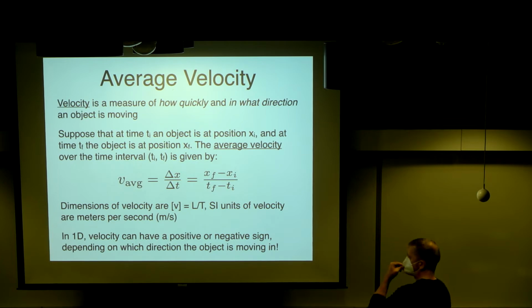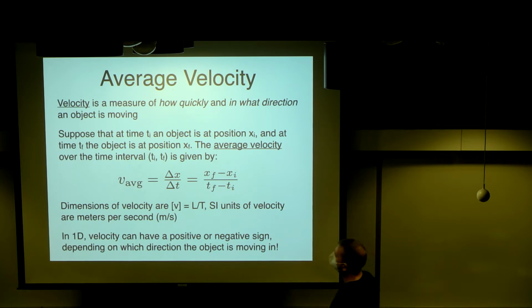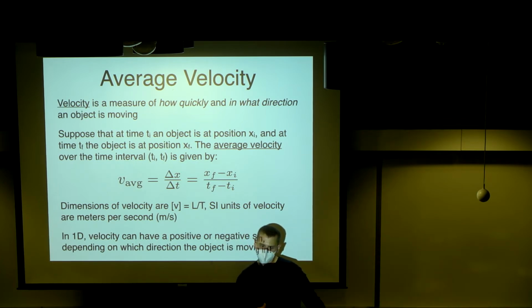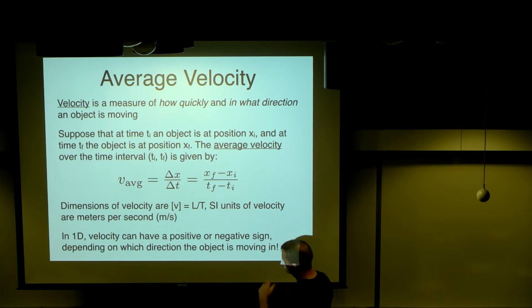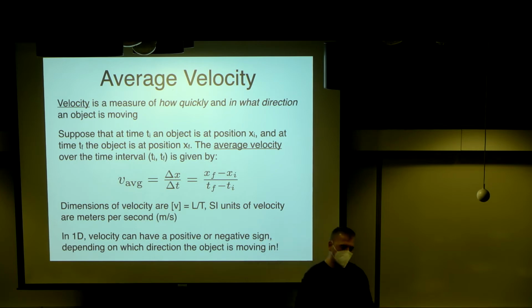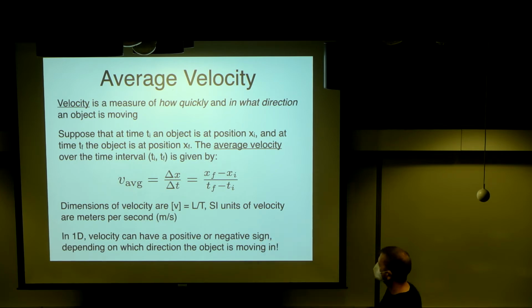All right, so what kind of quantity do we have on the top? We have a length. Displacement has dimensions of length, of course. And on the bottom, we have a time interval, with dimensions of time. So the dimensions of velocity are length over time. And you can express this in all kinds of different units.